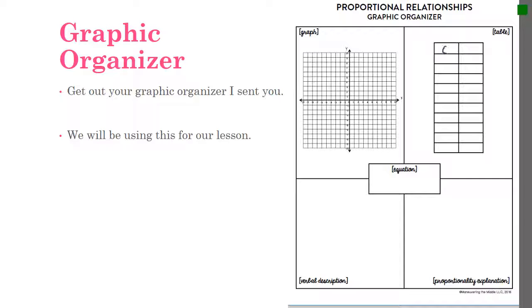So by simply plugging in numbers for x and y, I can find out the points that I need to graph. So I know I have a point at 0, 0. I know I have a point at 1 and 2. I know I have a point at -4 and -8.